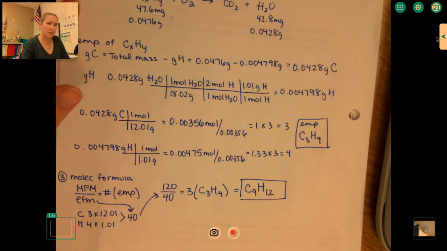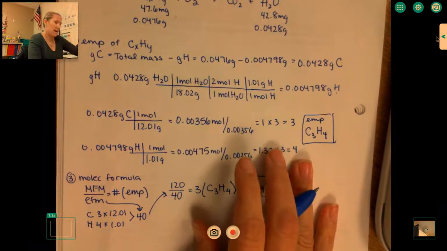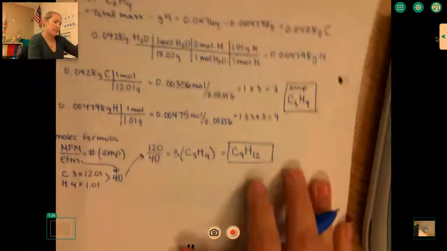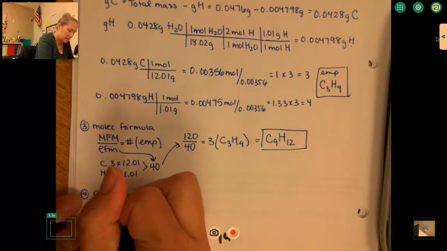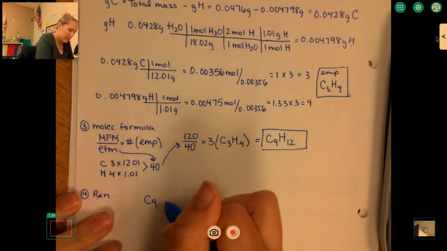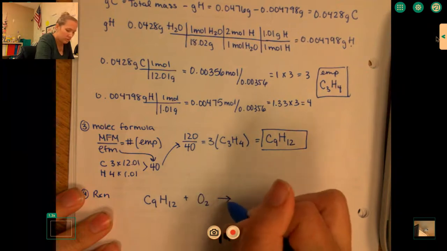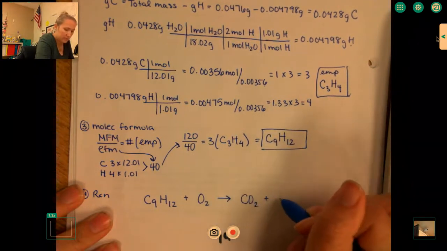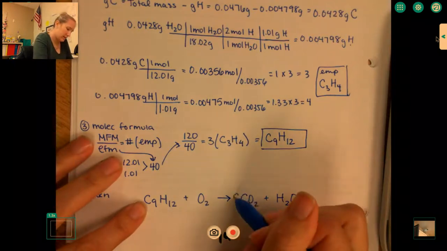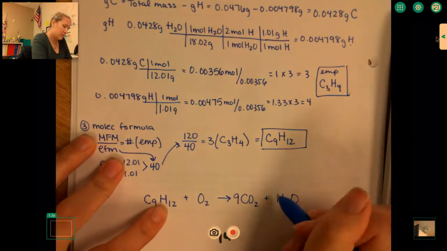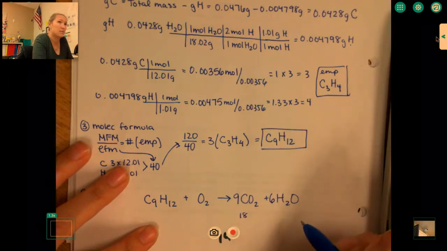Finally, it could ask, although this one doesn't, it could ask for us to write our reaction. So we'll finish with that. So our reaction would be C9H12 combustion, so plus O2, makes CO2, H2O, 9 carbons, I'm going to put a 9 here, 12 hydrogens, that makes 6. 9 times 2 gives me 18.